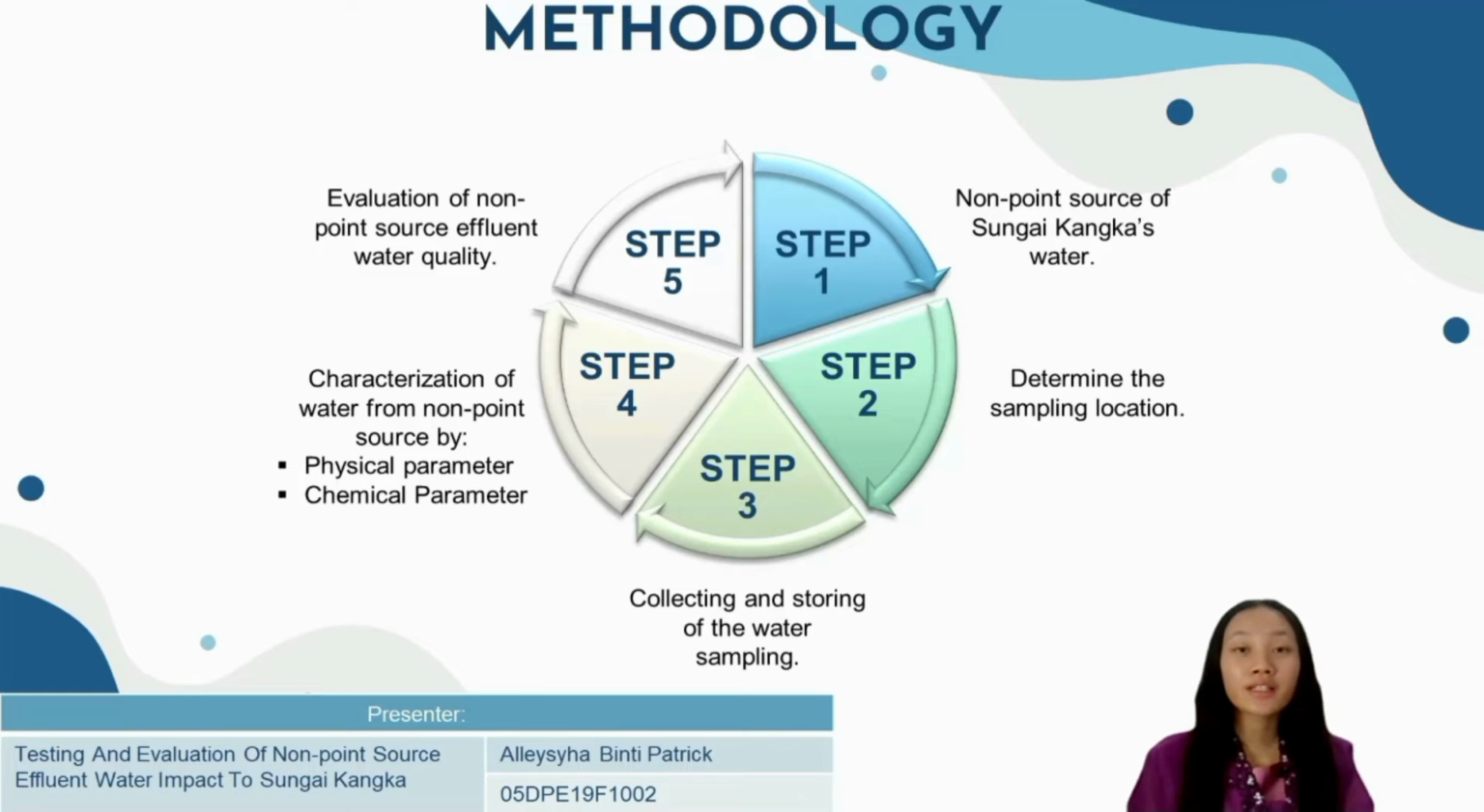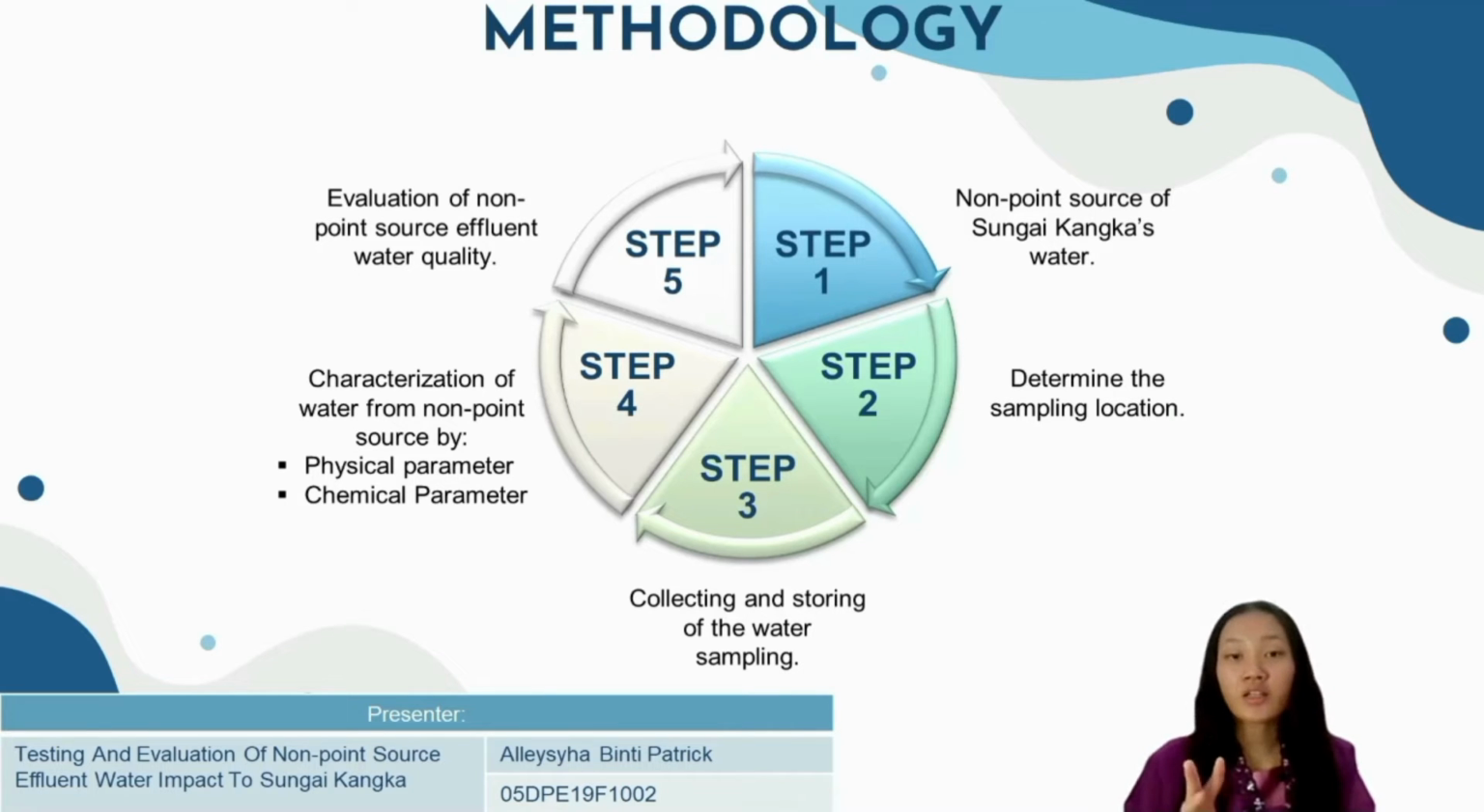Before we go into the methodology for each parameter scope, allow me to describe our sampling method for this project. The first step was to locate the non-point source of Sungai Kangkas before taking a water sample. The sample location was established in the second stage.